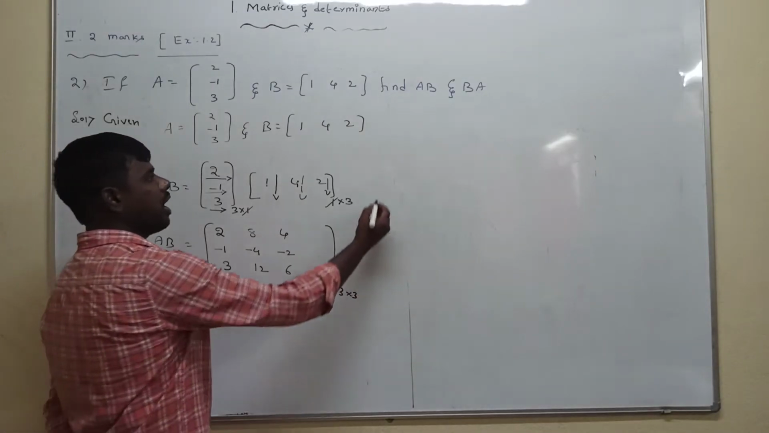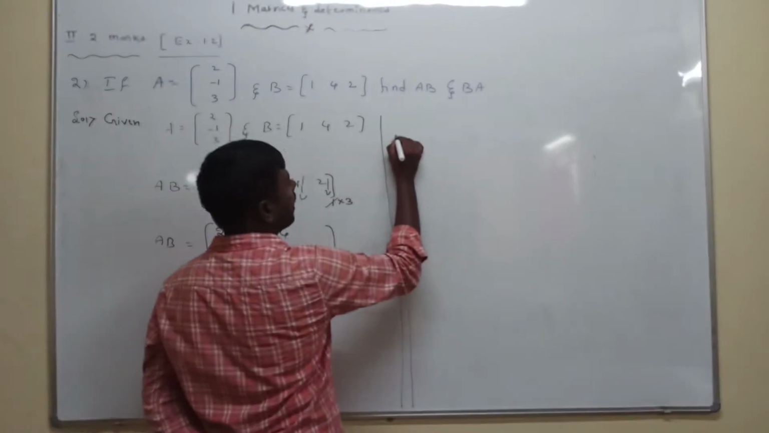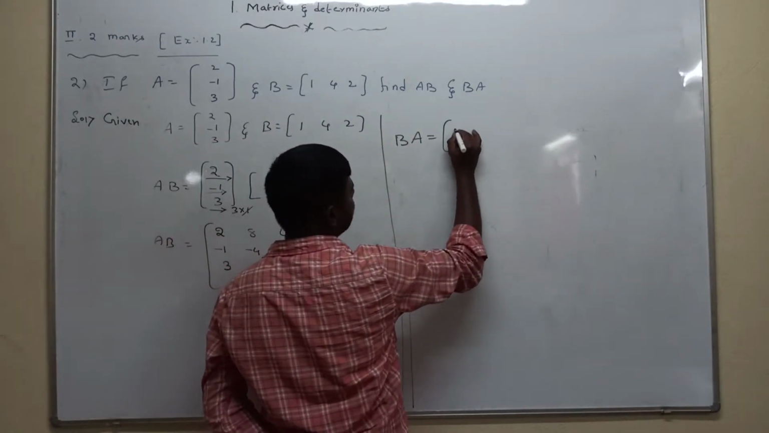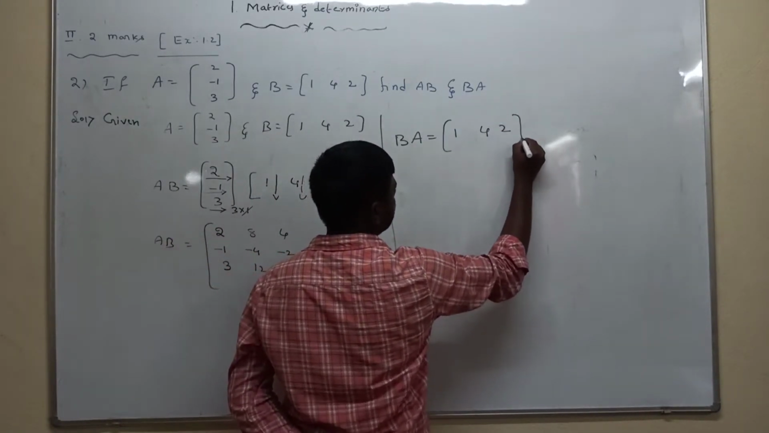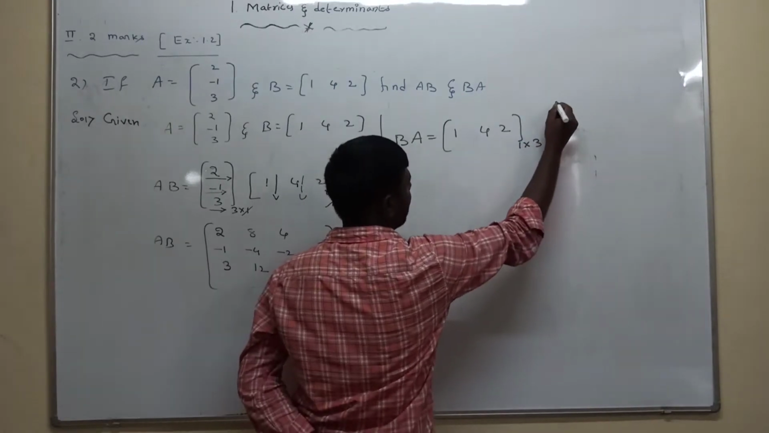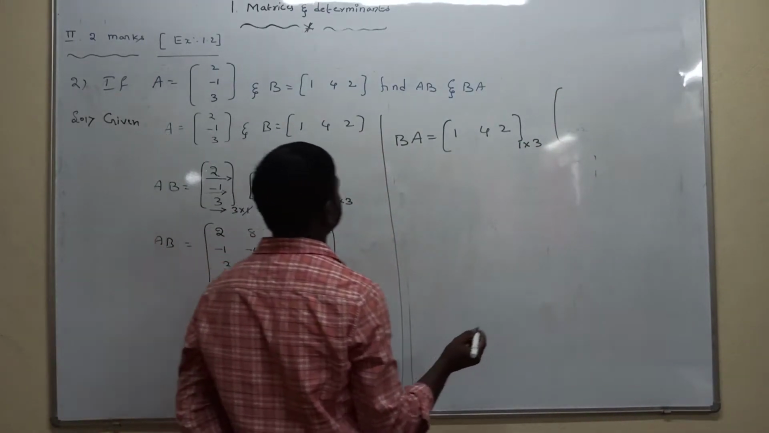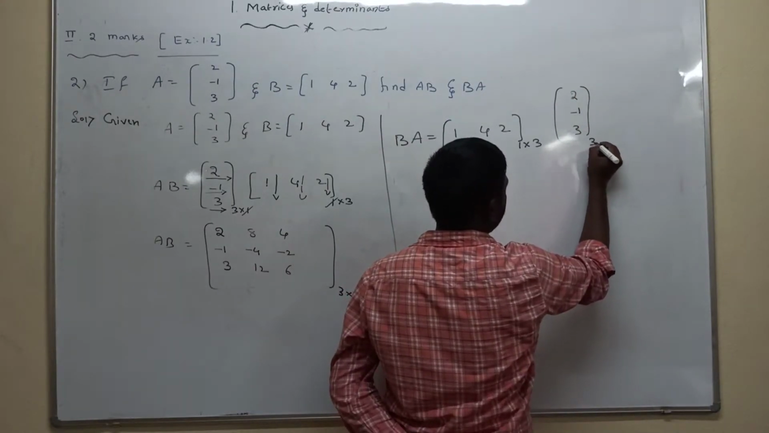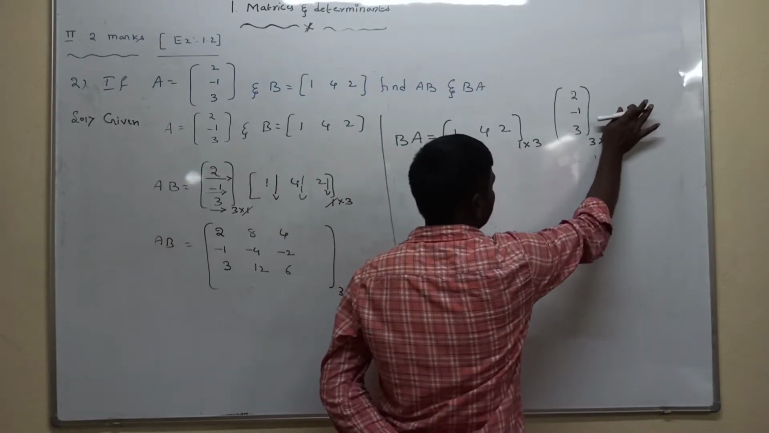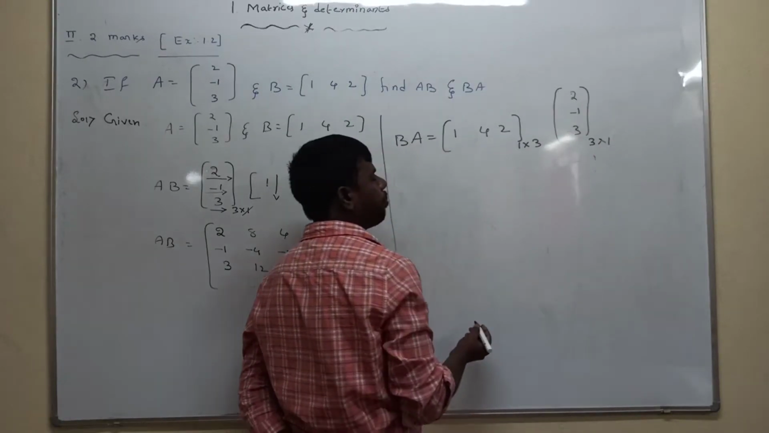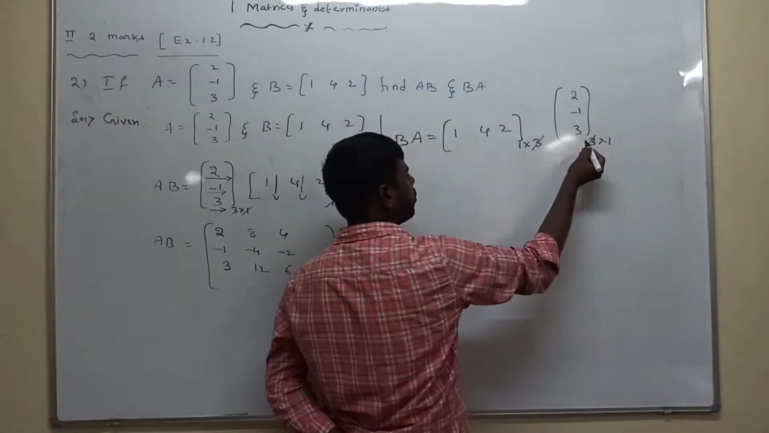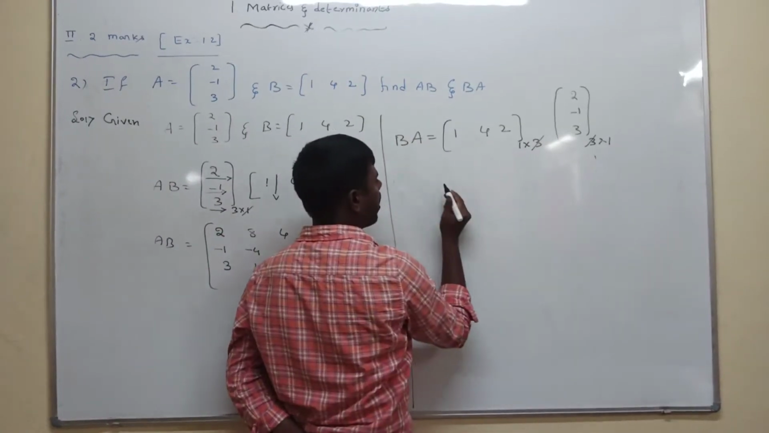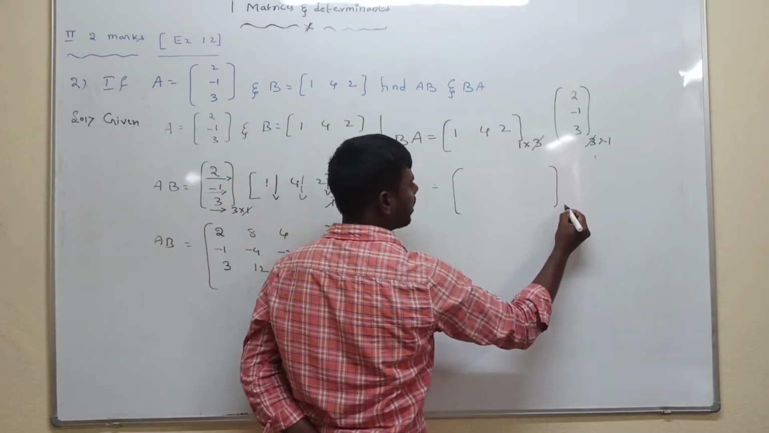Next we are going to discuss BA. Now substitute the B matrix, which is 1 4 2. The order of the matrix is 1 by 3. Next substitute the A matrix, which is 2 minus 1 3. The order of the matrix is 3 by 1. So the product exists because the number of columns is equal to the number of rows. So we get the resulting BA matrix of order 1 by 1, one row and one column.